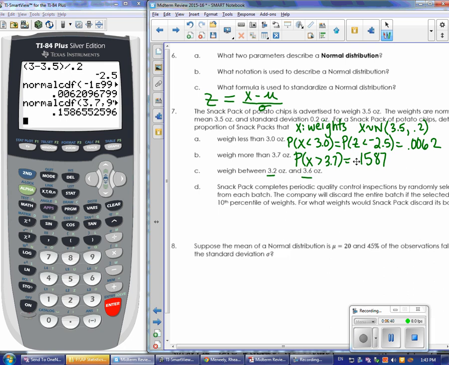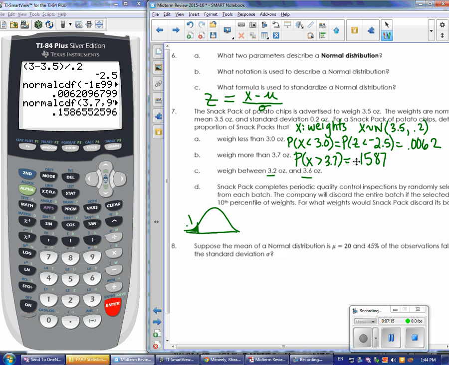In letter D, though, it's asking a different question. It's saying Snack Pack completes periodic quality control inspections by randomly selecting bags from each batch. The company will discard the entire batch if the selected bag falls below the 10th percentile of weights. For what weights should the Snack Pack discard its bag of chips? All right, or its batch of chips. So I'm going to draw a picture here. If I am discarding the 10th percentile, or the lowest 10th percentile, that means I'm discarding this group of batches right here, and that means there's 10% there.